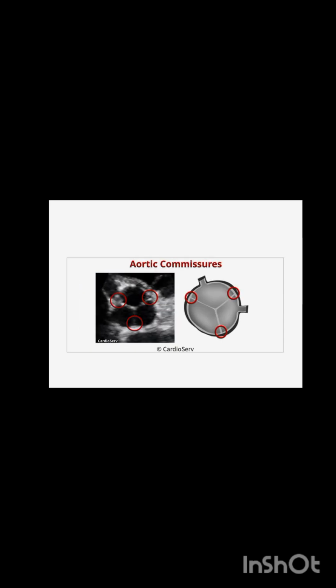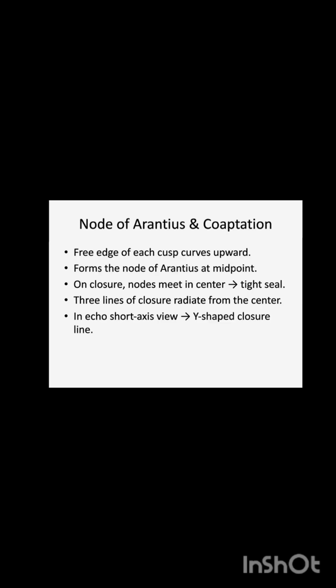The commissures are the ends of the leaflets when it closes, and you will see the nodes of Arantius and coaptation. The free edge of each cusp curves upwards and forms the node of Arantius at the midpoint. On closure, the nodes meet in the center, forming a tight seal. Three lines of closure radiate from the center in the echo short axis view. You will see a Y-shaped closure line.